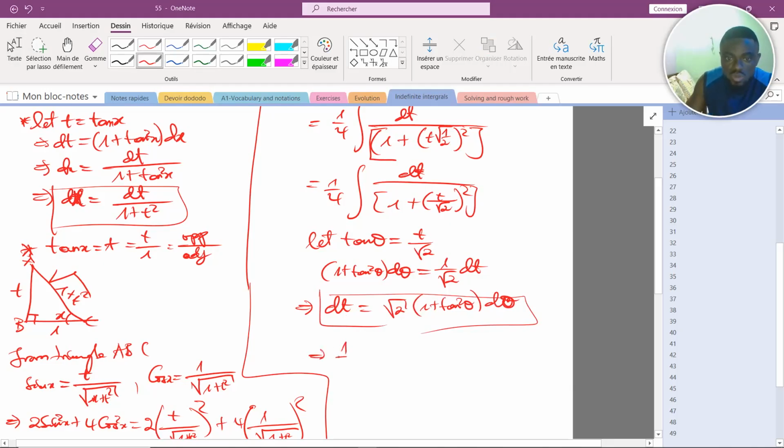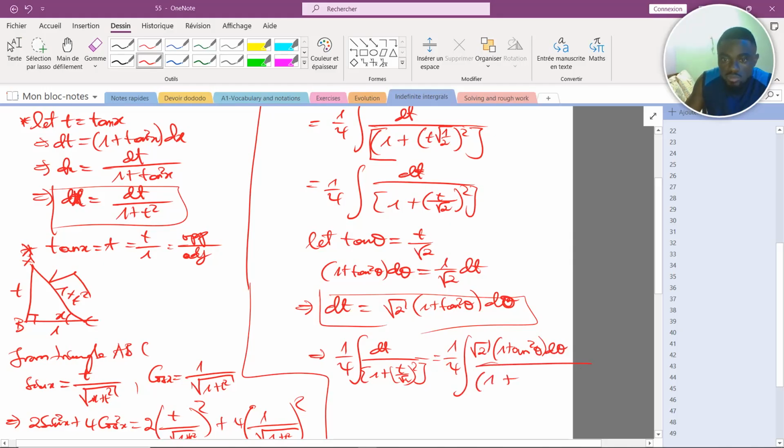So this implies 1/4 integral of dt on 1 plus t on root 2 squared will be equal to 1/4 integral of, where is my dt? My dt is root 2 times 1 plus tan squared theta d theta, all over 1 plus this, t on root 2. This is root 2. t on root 2 was equal to what?